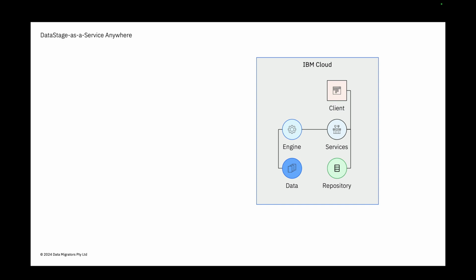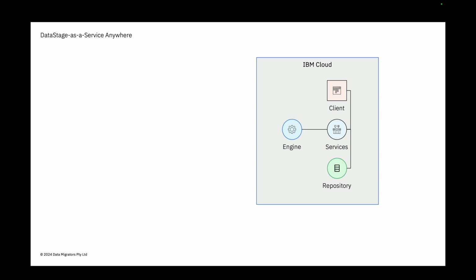Recently, IBM have introduced DataStage as a service. So now you can actually host all of those tiers on IBM Cloud. IBM will manage the life cycle, the upgrading, the availability of all of those tiers for you, and you can forget about all the hassles of having to own and operate sometimes complex infrastructure yourself. The challenge with that is that your data may not be on IBM Cloud.